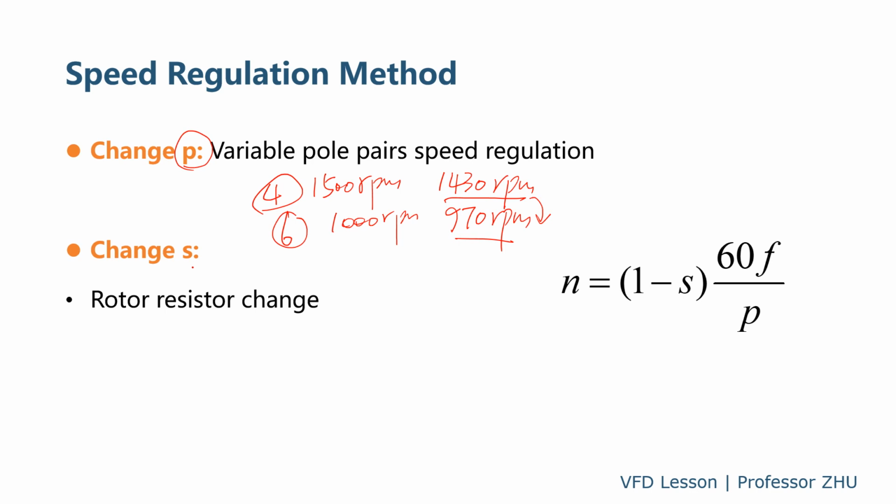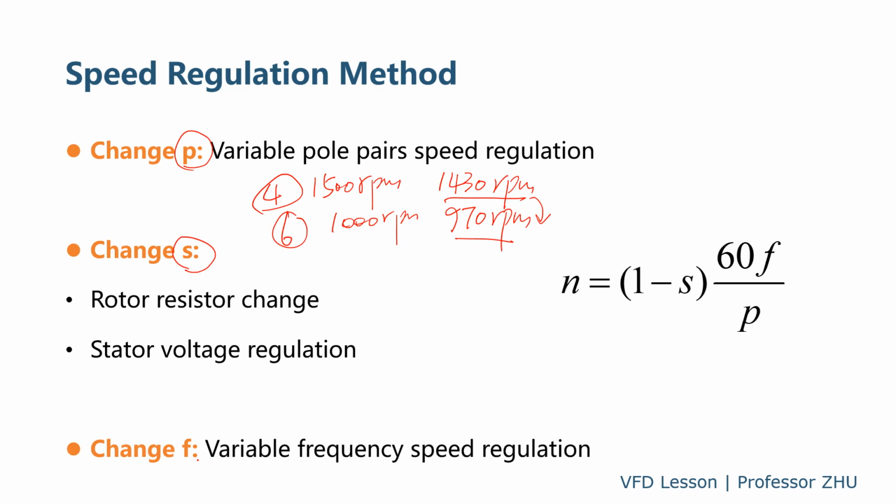The second one is to change the slip. We can change the rotor resistor for the wound rotor motor. And also we can change the stator voltage, the amplitude of the motor voltage, not the frequency. You can also change the slip, then change the motor speed. But the best way is to change the frequency. So this is why we have the VFD, variable frequency drive.